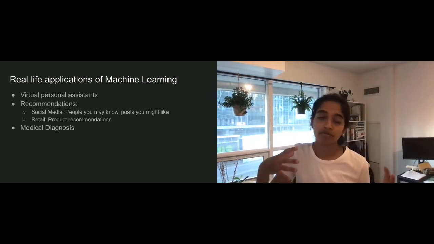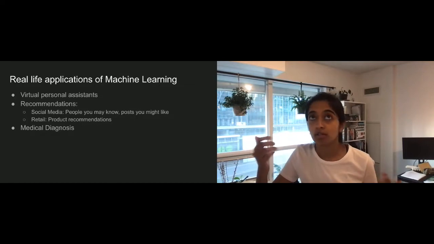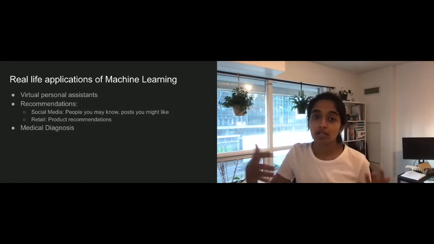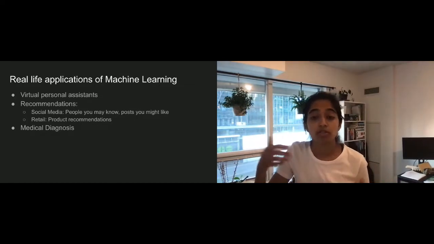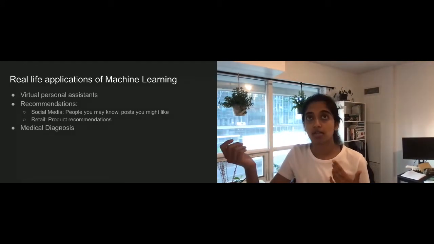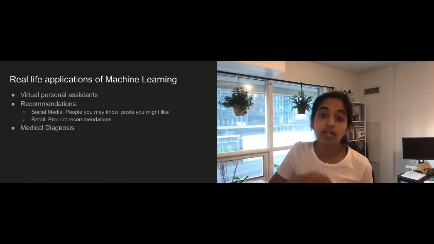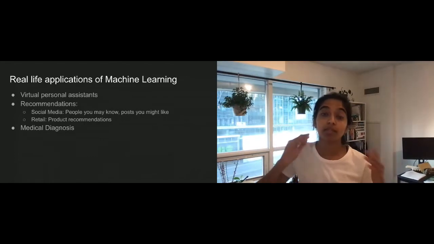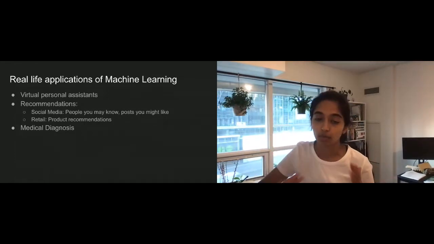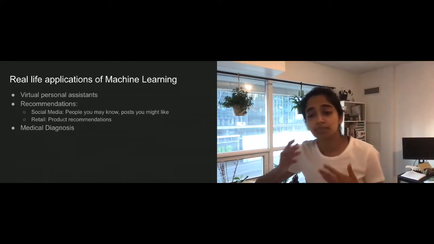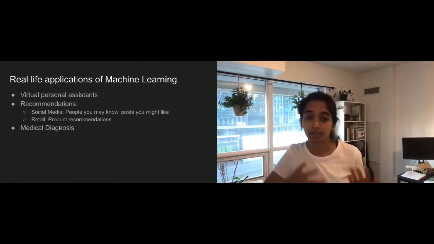If you've ever been on Facebook or Twitter or Instagram, you get suggestions for people that you might know and posts that you might like. It's usually based on the people that you've interacted with previously, things that you've liked, and the people that you are in contact with, what they are interacting with and whom they are interacting with. Based on that information, you get recommendations.